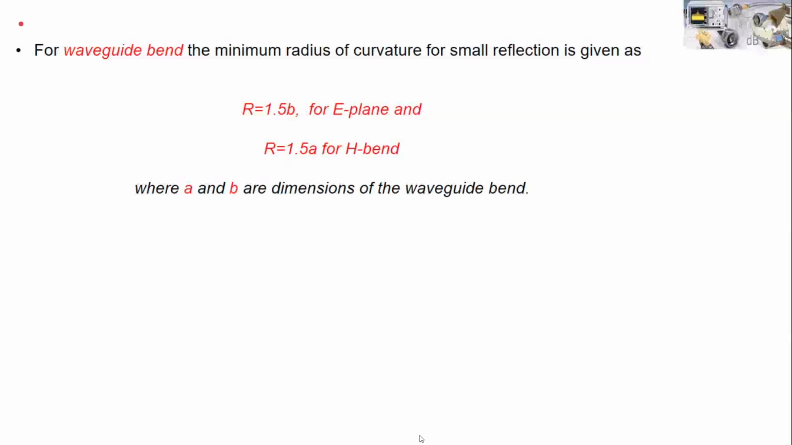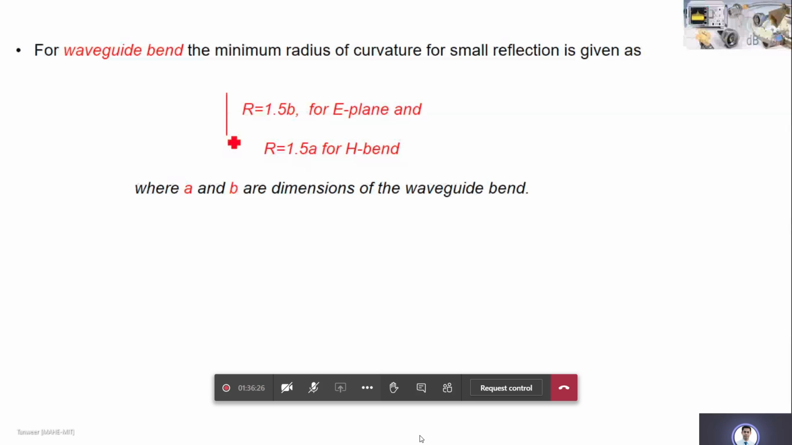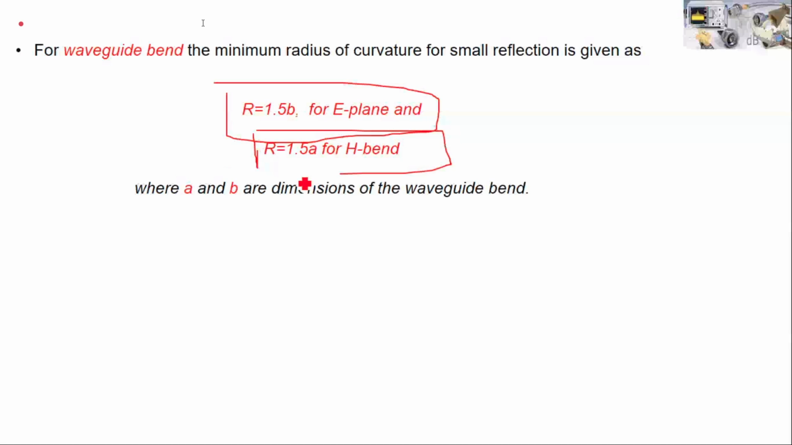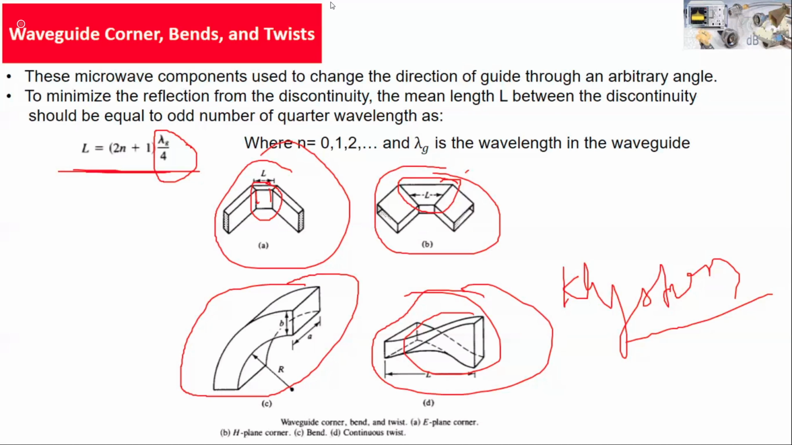Now, for a waveguide bend, the minimum radius of curvature, that means how much minimum you can bend it, should not go beyond a certain specified practical limit. That limit is given as R equal to 1.5B for the E plane bend and R equal to 1.5A for the H plane bend. Here A and B are the dimensions of your guide, its length and width, and these dimensions also define the mode, dominant mode or evanescent mode, of a waveguide.